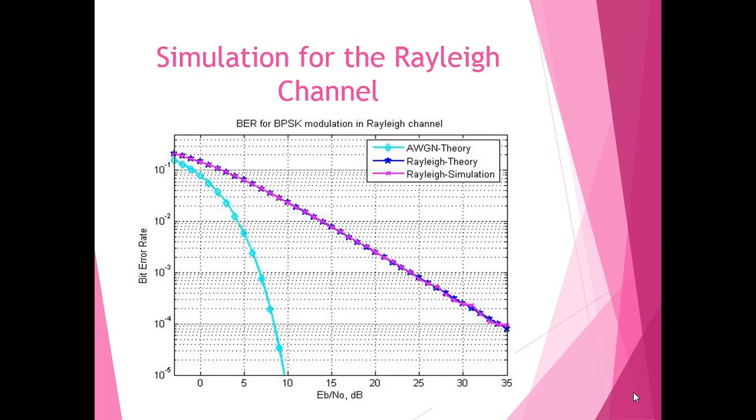Now we come over to the simulations. Both the Alamouti STBC 1x2 and 2x2 systems were introduced to a Rayleigh fading channel using the binary phase shift keying modulation technique. We started with the measurement of the bit error rate, or BER, of different theories like the AWGN theory, the Rayleigh theory, and the Rayleigh simulation theory.